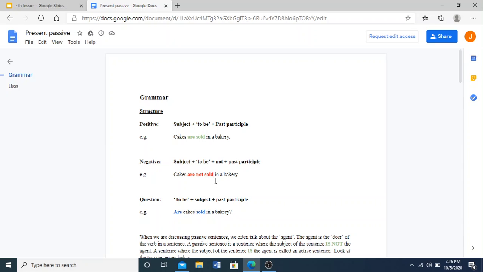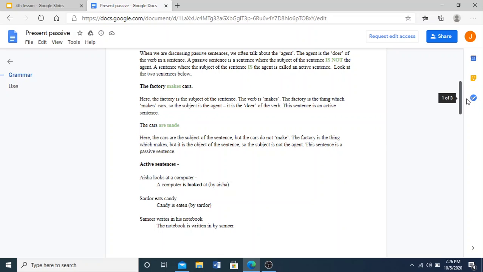So in each of these, either positive, negative, or question, you still have your present form of the verb be plus the past participle of the verb. Okay, here you have your to be, and here you have your past participle. So you have to follow all of these structures in order to make your present passive sentences. Okay, let's just read further and give more explanation on this.